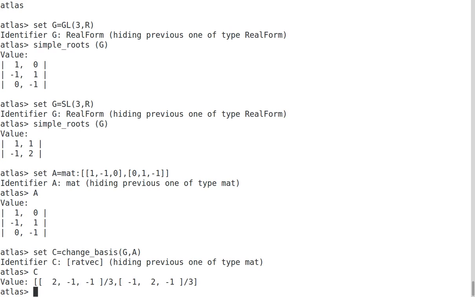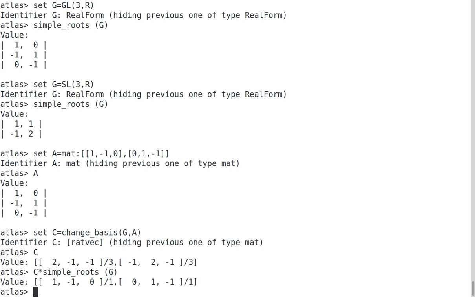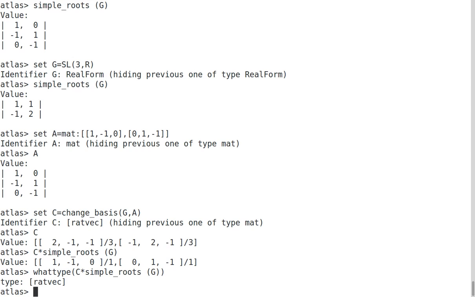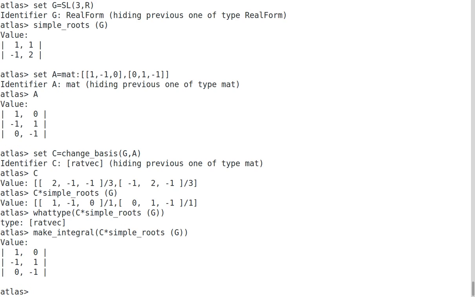Now you see that it's actually a rational matrix. There's no getting around that. It's necessarily rational but not integral. But let's see, if you multiply C times the simple roots of G, you get the simple roots in the nice coordinates. Now notice everything's rational here because of C being rational, and so the resulting vectors are written as rational vectors. Let's see, what type is this thing? It's an array of rational vectors, but they are integral, so there's a little command called make integral, which, if it's possible, converts this into an actual integral matrix.